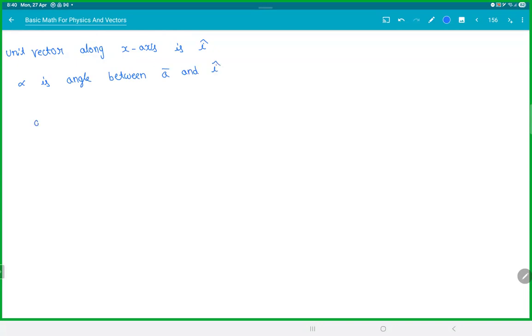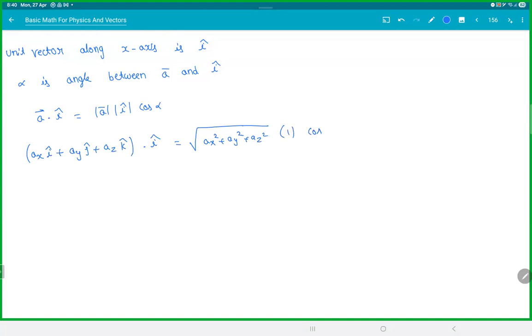So how do you find that then? a bar dot i cap is mod a bar mod i cap cos alpha. So what is a bar? That would be ax i cap, ay j cap, az k cap. I'll show you one whole thing. What is mod a? Root over ax square, ay square, az square. Mod i cap is 1, cos alpha.